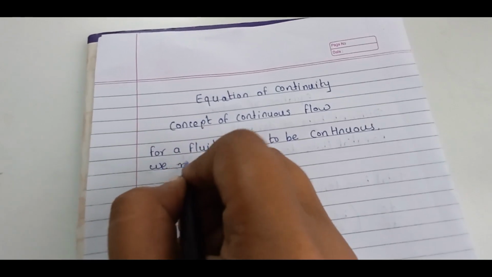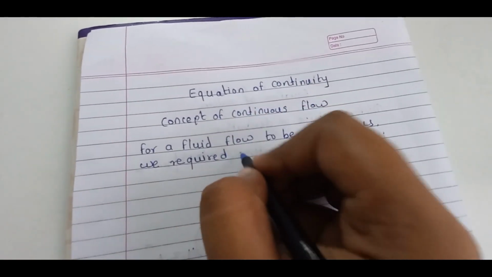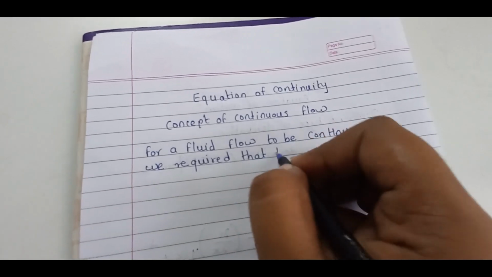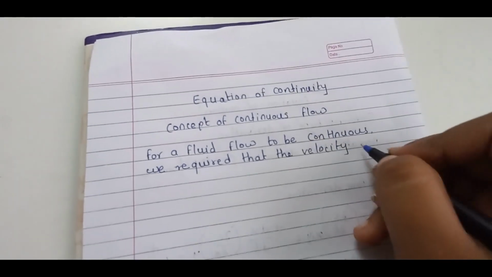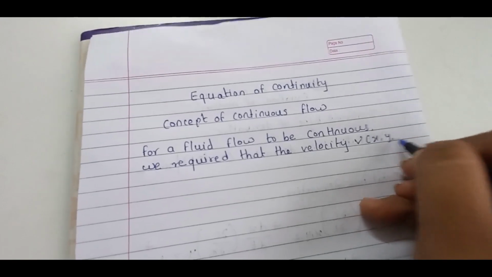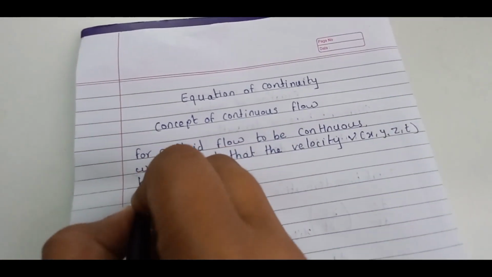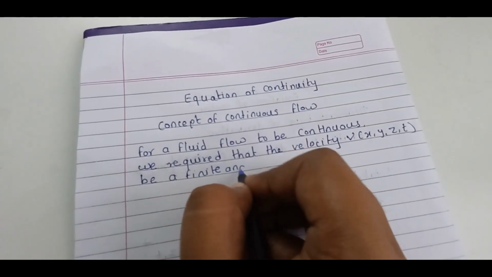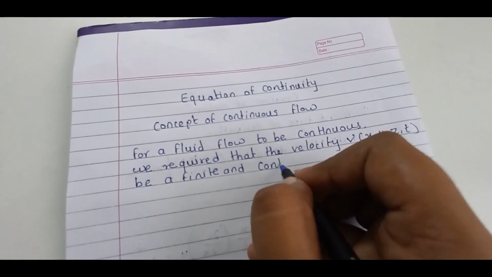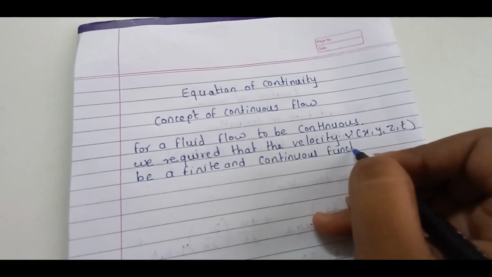We can discuss the concept of continuous flow through this equation of continuity. For a fluid flow to be continuous, we require the velocity v, a function of x, y, z and t, to be finite and a continuous function of x, y, z and t, where t is time and x, y, z are the Cartesian coordinates.